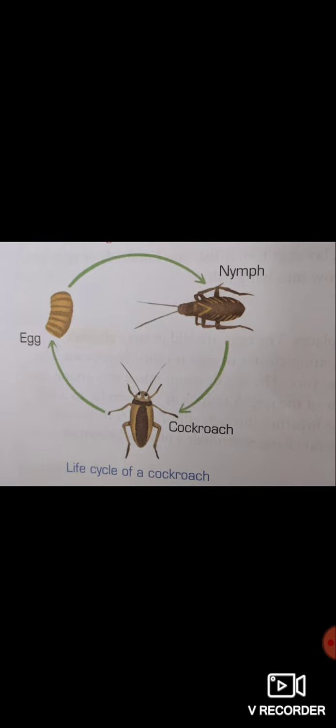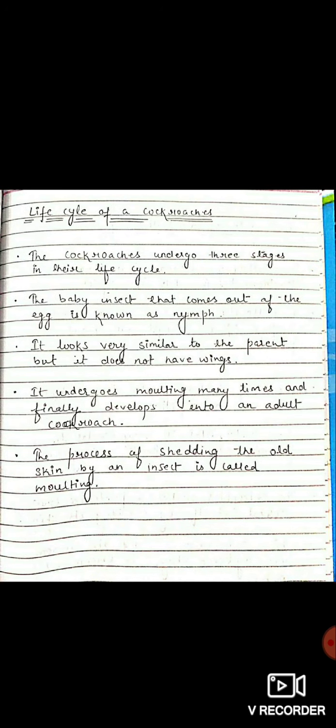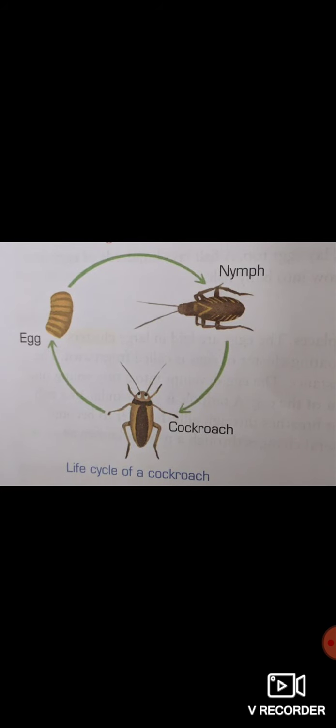So what do you mean by molting? Molting is the process of shedding the old skin by an insect. After this stage, the nymph is directly changed into an adult cockroach and the cycle continues. This is all about the life cycle of a cockroach.